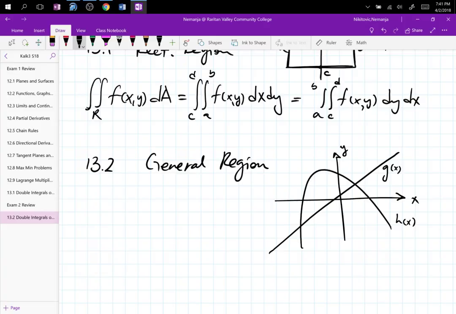And as you can see, they create this region because they are going to intersect and create the region. Instead of having a rectangular stencil, the cookie cutter thing, the shape is going to take the form of whatever we get when we intersect these functions. So now you have functions y in respect to x. That's what the general region is.